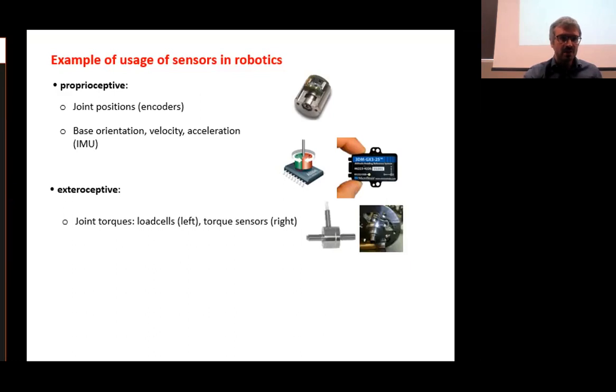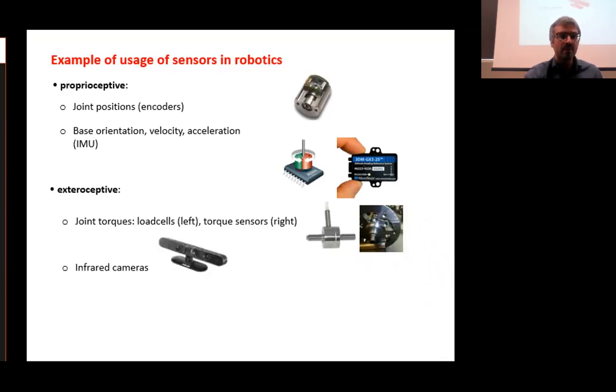Here we have the load cells that we mounted on iCub on the left. And this is the torque sensor that we designed and glued, we custom made this for our robot.